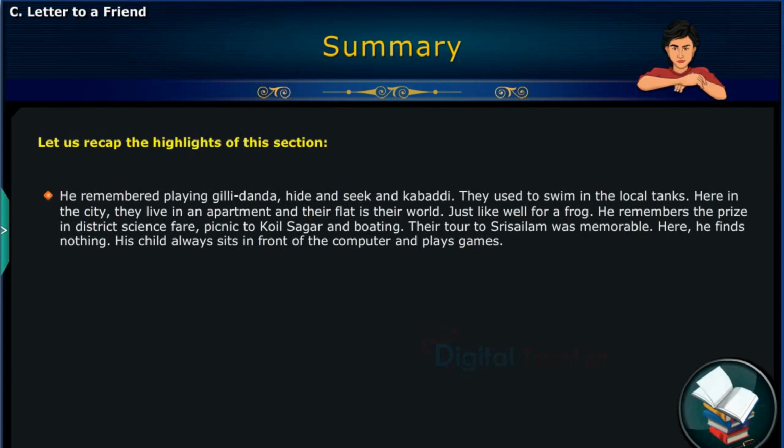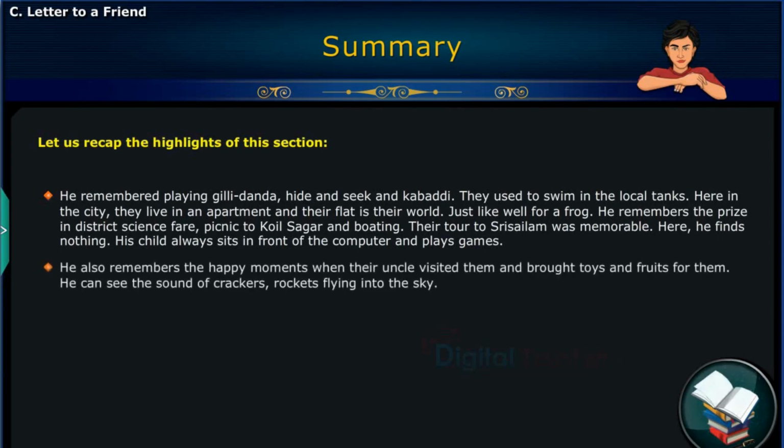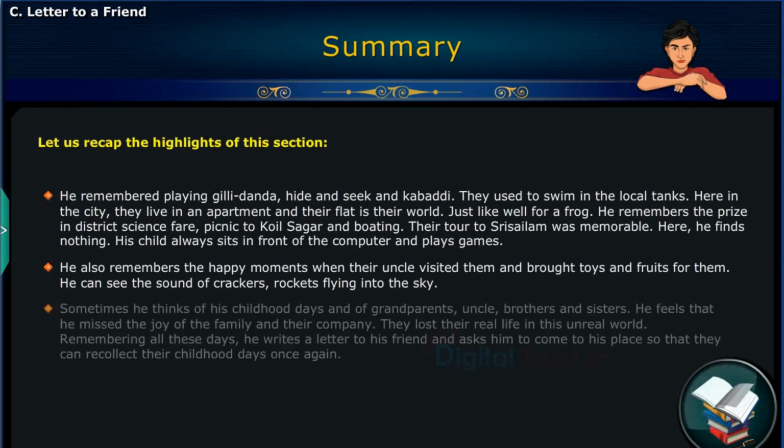Their tour to Sri Sailam was memorable. Here, he finds nothing. His child always sits in front of the computer and plays games. He also remembers the happy moments when their uncle visited them and brought toys and fruits for them. He can see the sound of crackers, rockets flying into the sky.